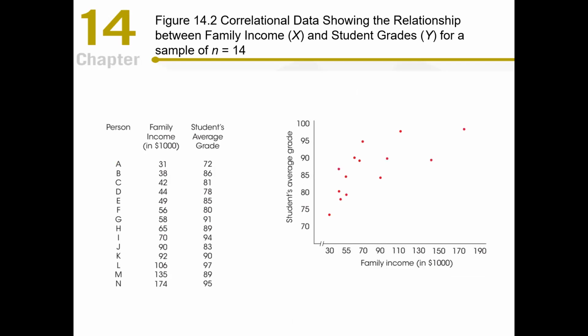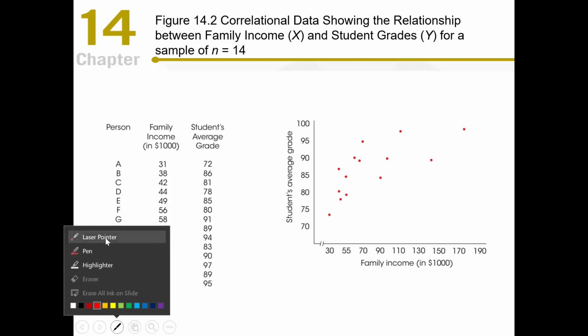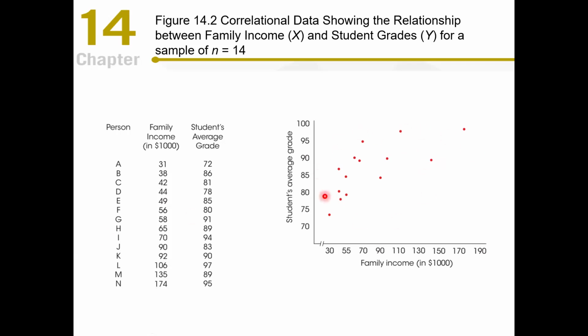So here's an example of some data, what we call a scatter plot. On the right-hand side, you see the scatter plot here, right? And these dots correspond to these data points here. So for person A through N, we have family income, which we'll call our X variable, and we have student average grade, which is their Y variable. So this would be our X variable, and this would be our Y variable. And so what you see here, this is our Y axis right here, and this is our X axis.